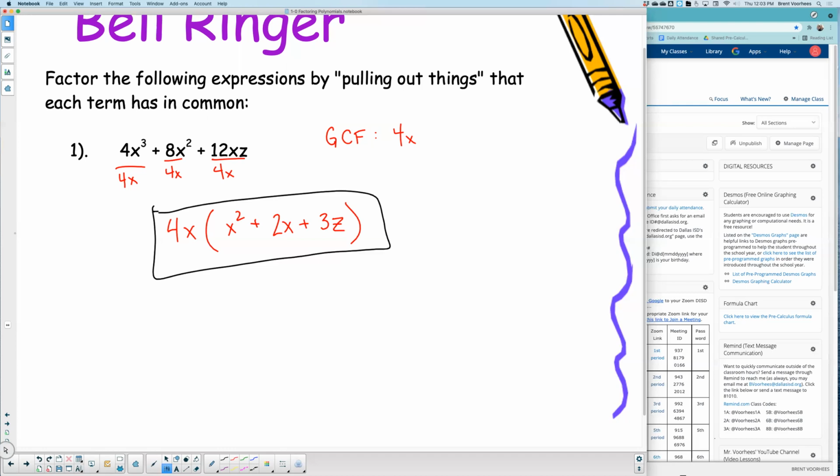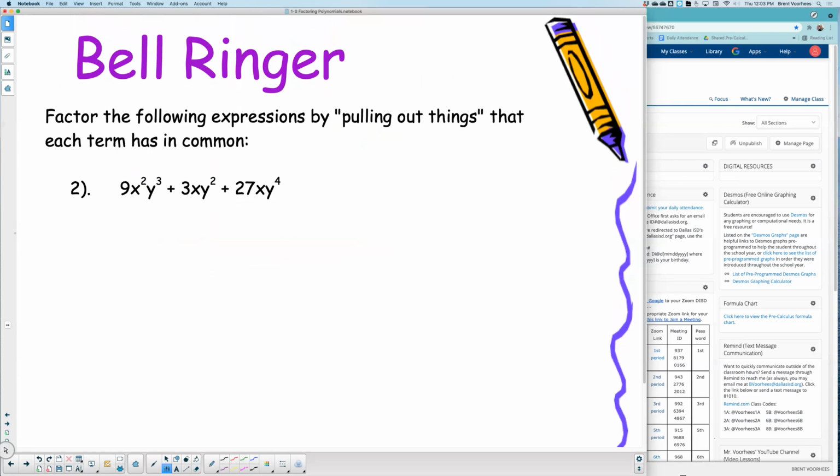All right, now let's try number 2 here. Number 2, greatest common factor. We're going to work our way to the greatest common factor. Let's begin with finding what integer value is the greatest common integer. 3. Check it. 3 goes into all of them. And what's wrong with 9? Why would 9 not be the greatest common integer factor? Because 9 cannot divide into 3. That's correct. So it will be a 3.